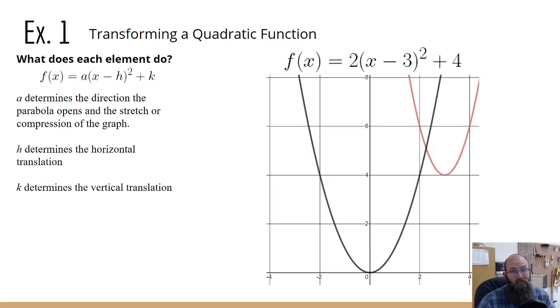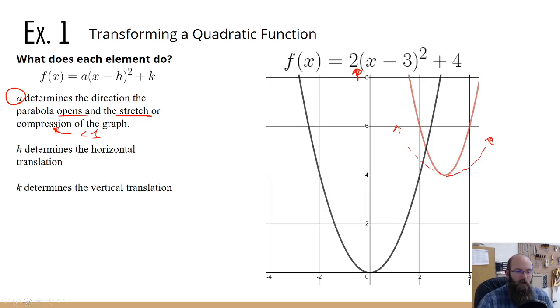First example, I already have two graphs for you. We're just talking about the translations that are happening. Up top, we have our 2, and that makes us steeper. So it's our A value. It tells us we open up because it's a positive number. Because it's greater than 1, it's a stretch. If it were a fraction, or really a number less than 1, it would be a compression. That really just means that this graph here would be wider if that 2 weren't there.